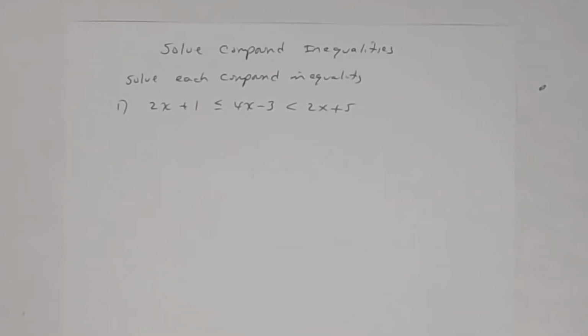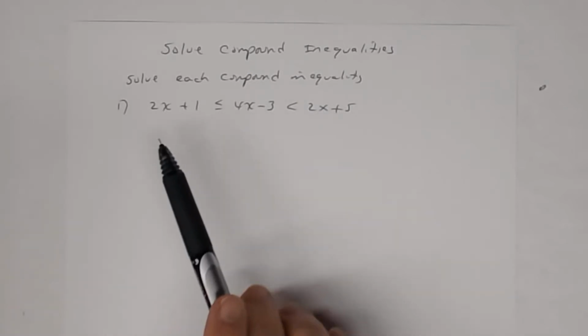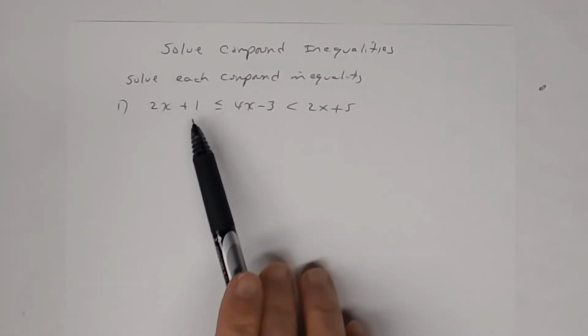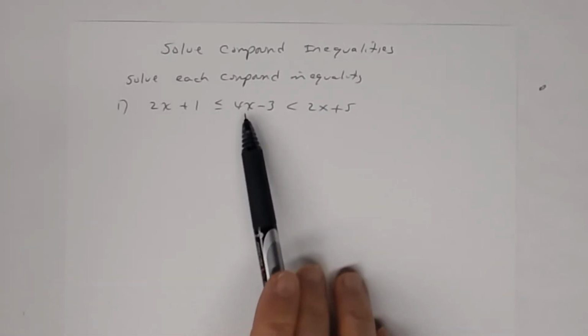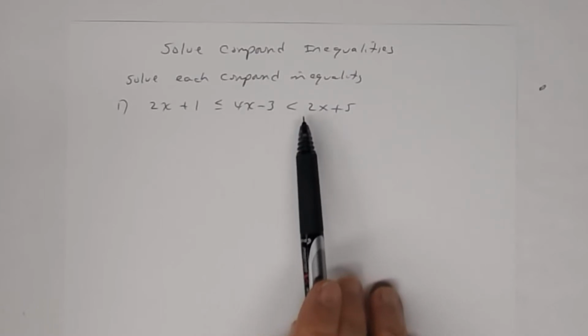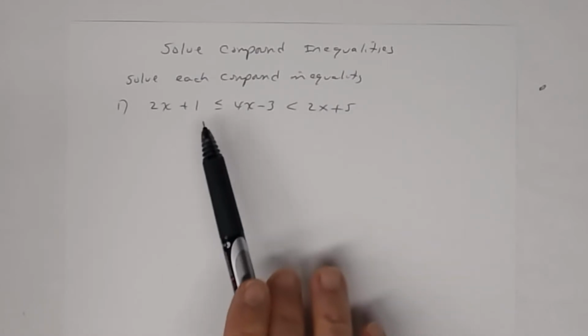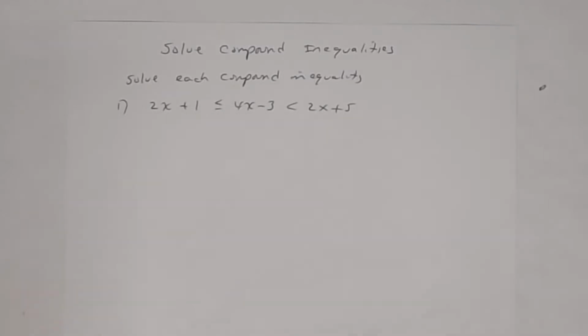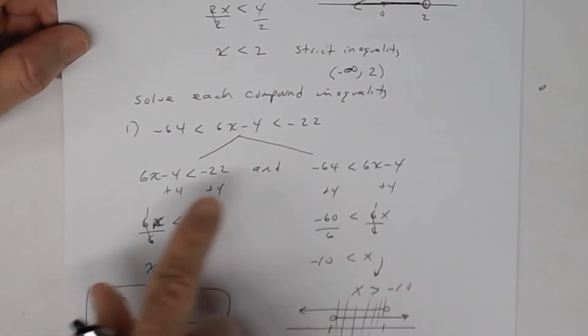Okay, so we're going to solve compound inequalities. This is the second lesson on this topic. And you'll notice that in number 1 we have 2x plus 1 is less than or equal to 4x minus 3, which is less than 2x plus 5. Notice that this compound inequality looks different than the one we did in the previous lesson.